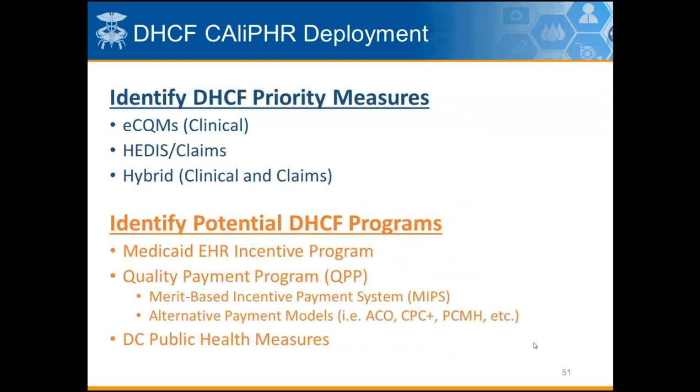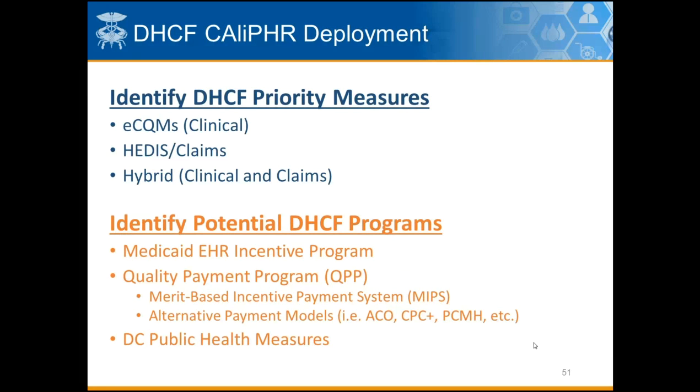So this is the open-ended question that we're looking for feedback on right now. We'd really like to identify which measures are deemed a priority for DC, and what type are they? Are they clinical quality measures? Are they HEDIS or claims-based measures? Or are they hybrid? Do they leverage both clinical and claims data? And then what programs are important? So as per a meeting that we had, a presentation that we did last week, we're now looking at the home health and My Health GPS programs and the measures that are required to be reported for those particular programs.